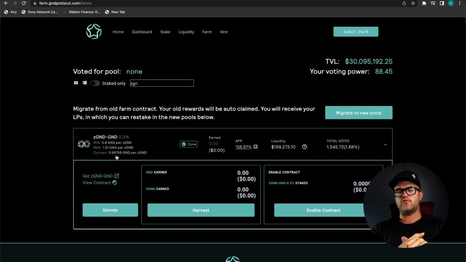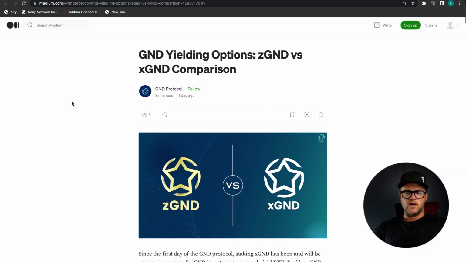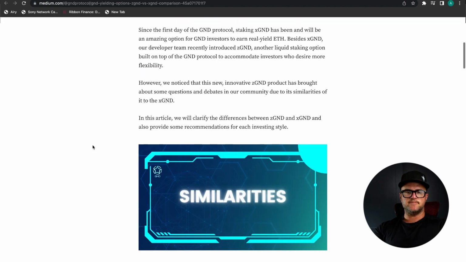zGND should have a similar value to GND, but you do have to trade through the protocol-owned liquidity, which means that the protocol is making fees on the trades here and generating more revenue and through Uniswap v3. So let's get into more of the comparisons here.